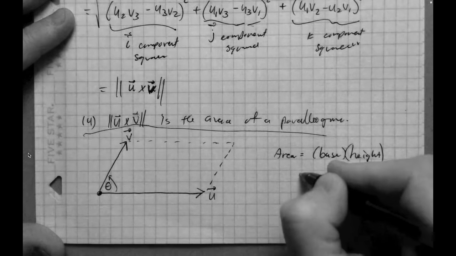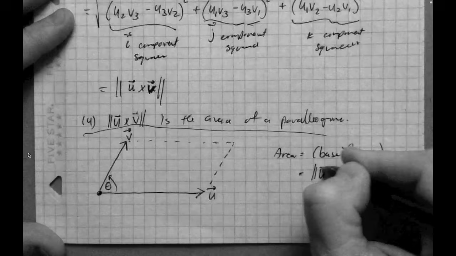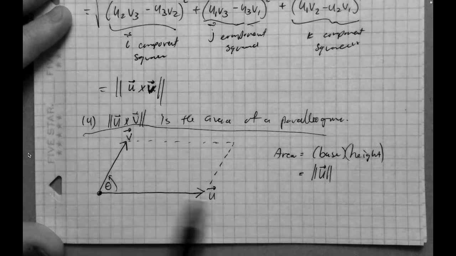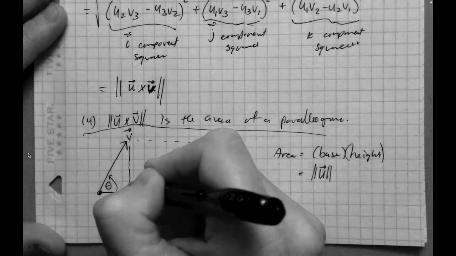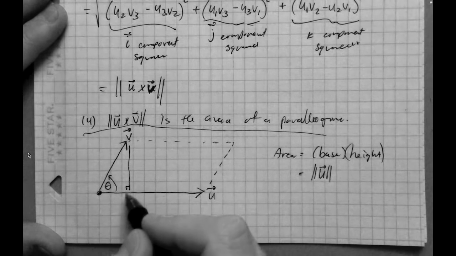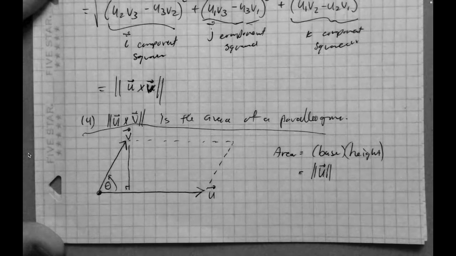Right. Well, the base here is straightforward. It's just the norm of u. Right. That's just however long this is, we call that the base. Now the height, however, is this piece here. Right. This height. This is a right angle with u. Now, what is that height?